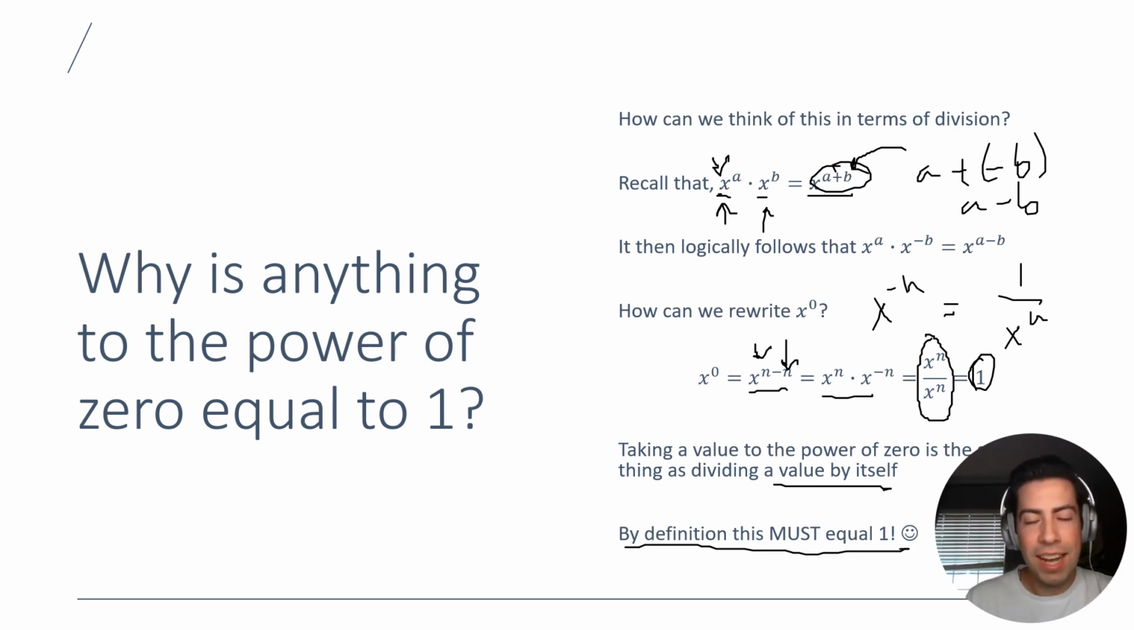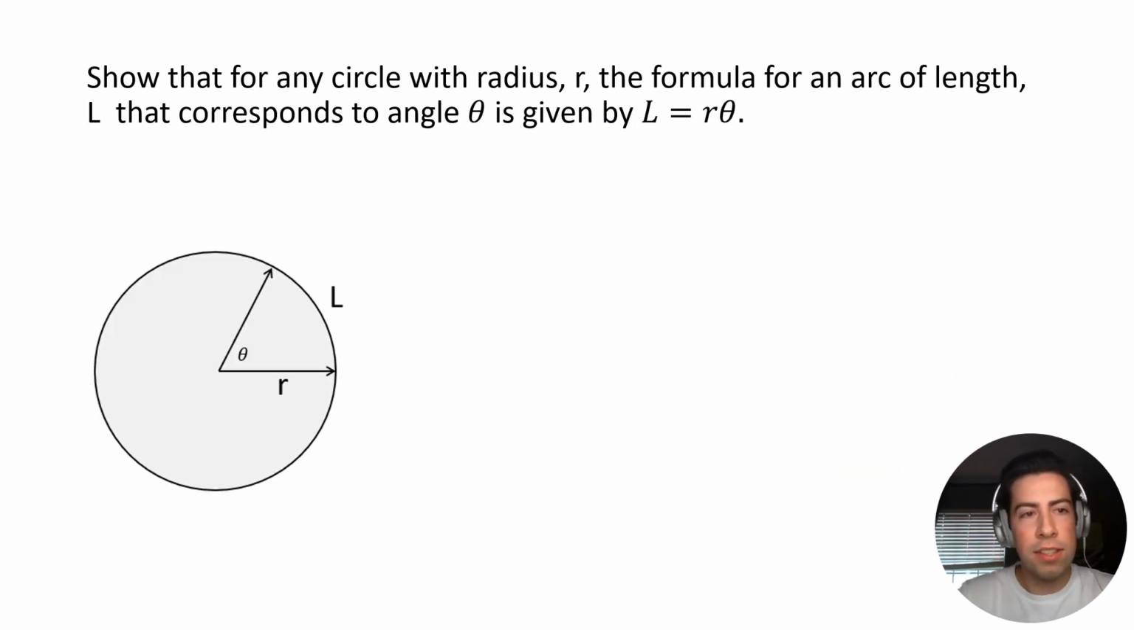All right, guys. So anytime that you have some value, we'll call it a to the 0, that has to equal 1 because this is equivalent to a divided by a. All right, guys. So hopefully that makes sense. Let's get to the next one.